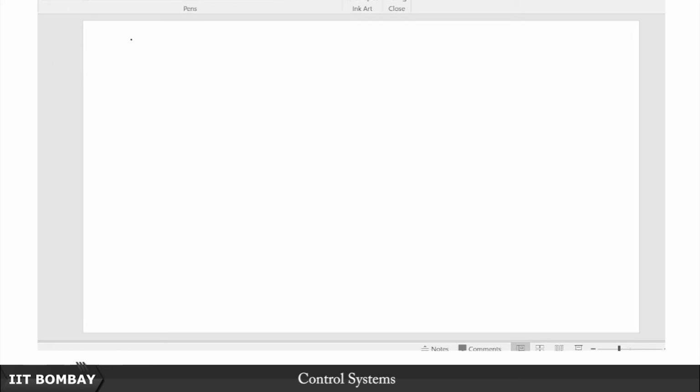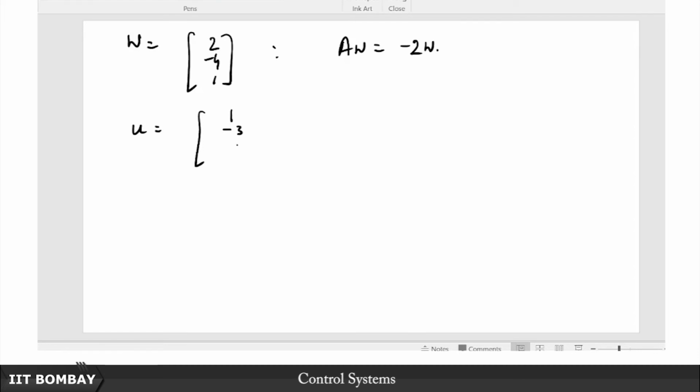Similarly, if you continue like this, you will see that for the eigenvalue minus 2, I can obtain W is equal to 2, minus 4, 1, such that AW is equal to minus 2W. Similarly U you can choose as 1, minus 3, 3, that is how I calculated it, where you will have AU is equal to minus 3U. So please check these calculations, I might have made some silly mistakes.